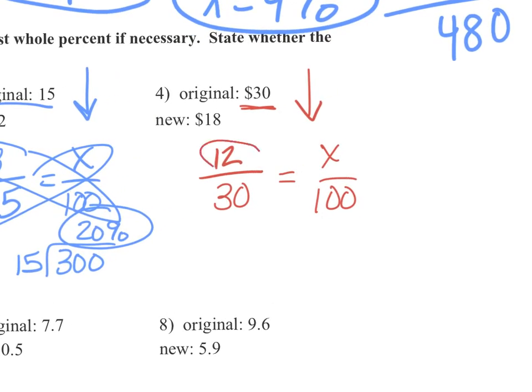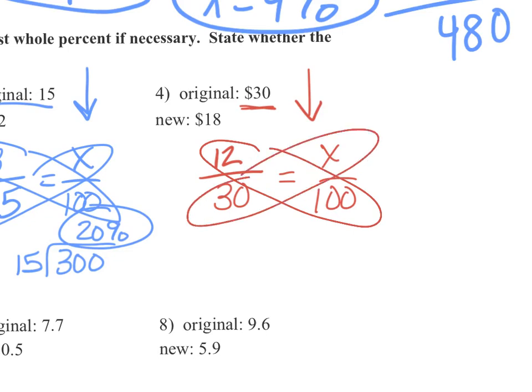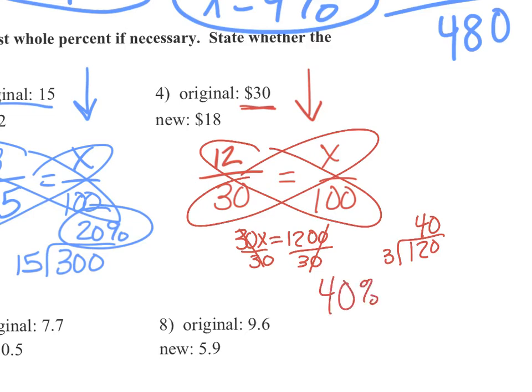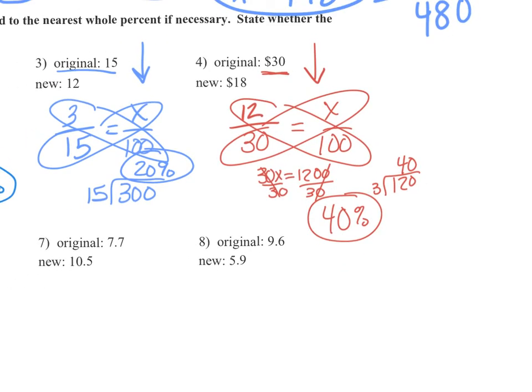1200. That's 30 plus 30 plus 30. 40. Good. So 1200 divided by 30. I got 40. Good. So 40%. So that's 40% off. If you went to the store and they said the original price of that sweater was $30, now it's $18, that's 40% off.